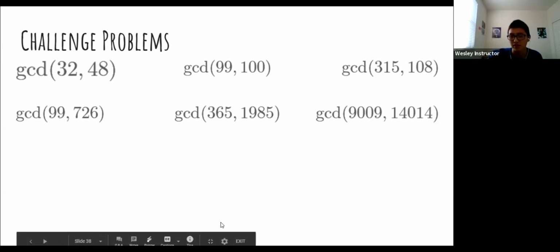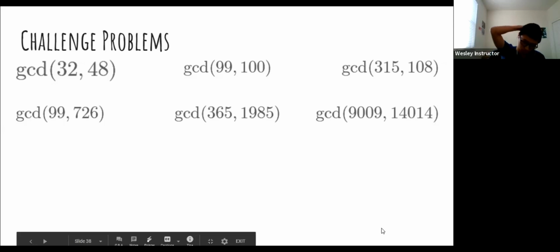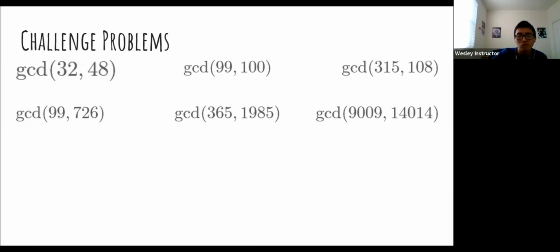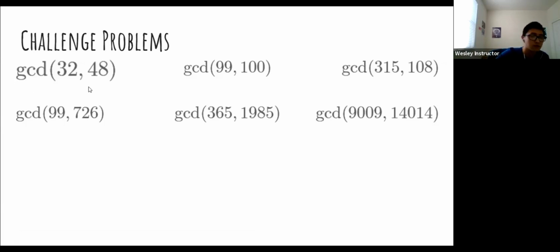Okay, a few more seconds if anyone else wants to type in answers. Okay, so I'll go over the answers right now. So the first one, GCD of 32 and 48. You can factor out a 16 in both of them, and that's your answer.